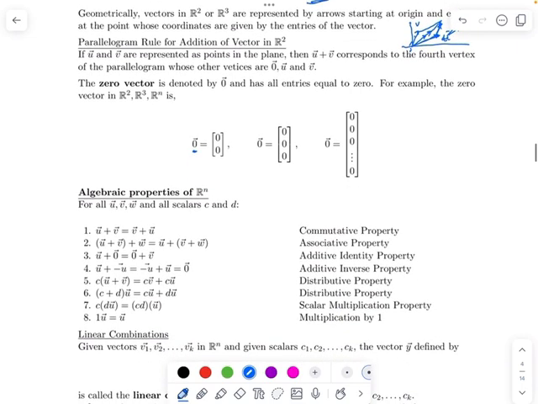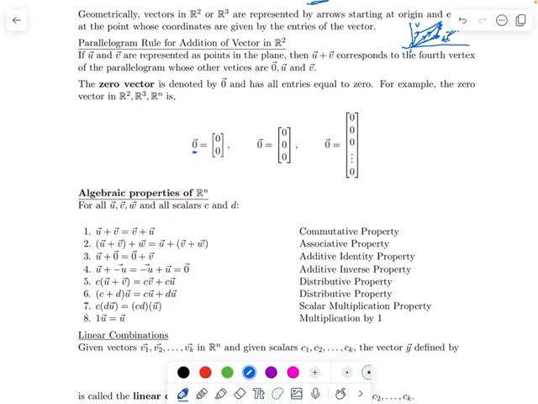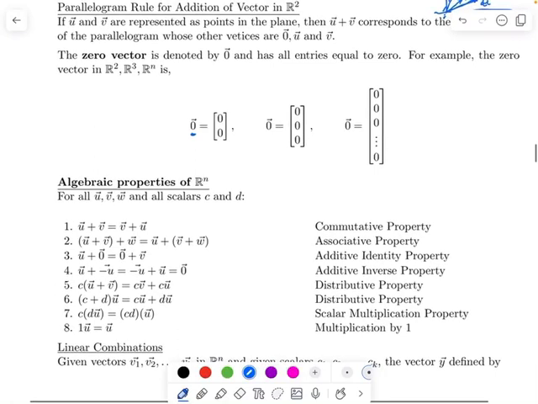We now look at some algebraic properties of Rn. It says that when adding two vectors, it doesn't matter whether you add u and v or v and u, and this is called the commutative property. Similarly, if you have three vectors, it doesn't matter whether you add u and v first and then add w, or you first add v and w and then u. The third one says u plus 0 is equal to 0 plus u.